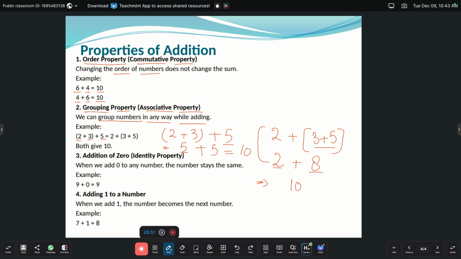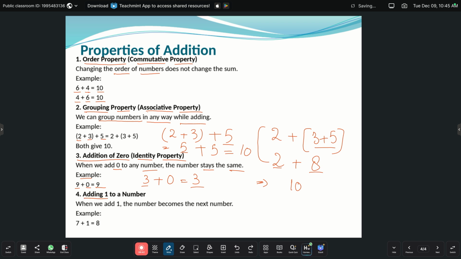Next comes the third property, that is addition of 0. The other name for this is the identity property. When we add 0 to a number, the number remains the same. For example, 9 plus 0 is 9. That means if we add 3 and 0, we get the same number, that is 3. So after adding 0 to any number, the number remains the same.